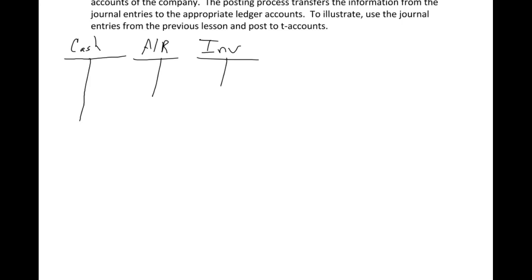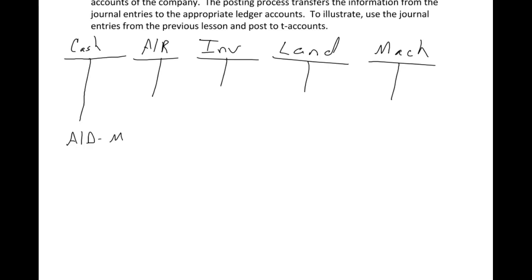And then I have land. And then we also had machinery. I'll put that over here. I think I've got room. And then we had our contra asset account. Remember, we had the accumulated depreciation for the machinery. So we'll create that account.